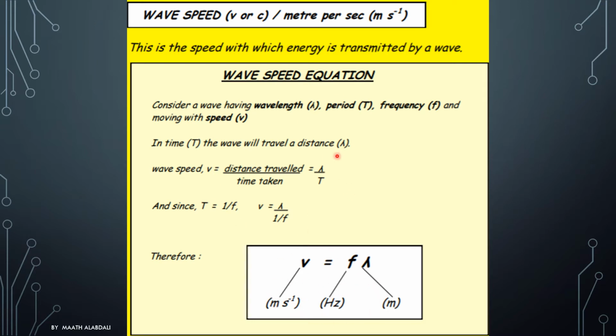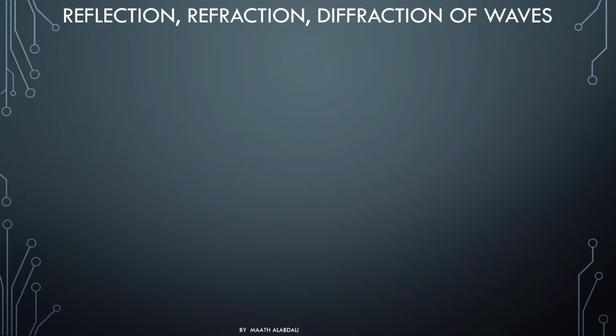We know that wave speed is the distance divided by the time travelled. The distance is one wavelength, lambda, divided by the time, and we know that time equals 1 over frequency. If we substitute that into the formula, we get v equals lambda divided by 1 over f, and if we simplify that further, we get v equals f lambda. That's how simple it is. So v is measured in meters per second, f is in hertz, and lambda, the wavelength, is in meters.